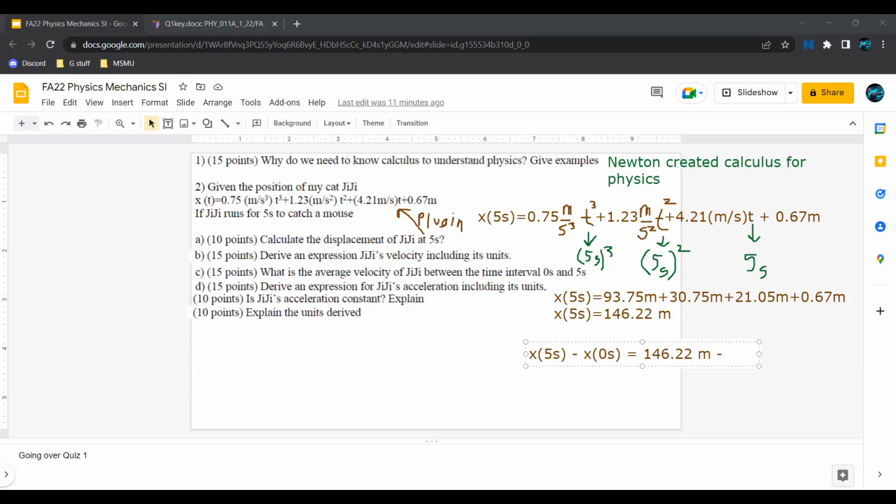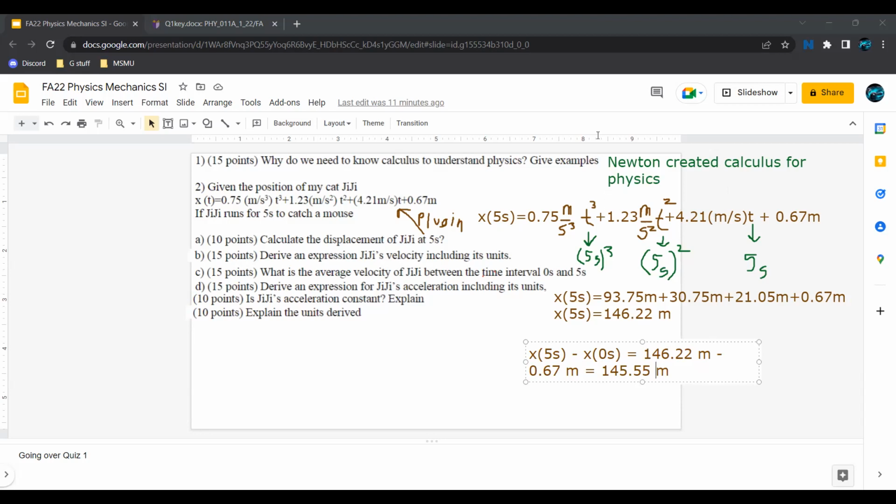146 point something minus 0.67 meters. And that would equal 145.55. Cool.